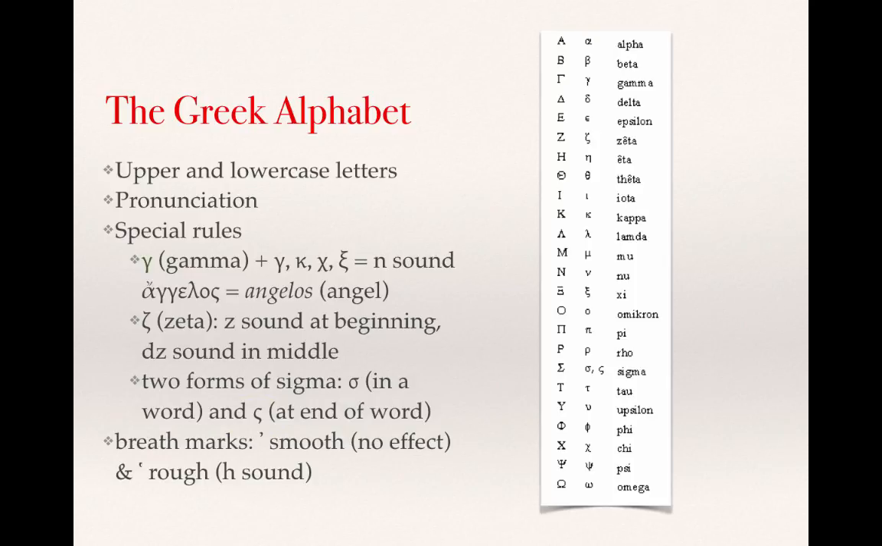And then there are two breath marks that are important to pay attention to. The first one looks kind of like an apostrophe, and it is what is known as a smooth breathing mark, and there is no effect in pronunciation. But the other breath mark looks like a single quotation mark. It is a rough breathing, and we pronounce that with the letter H sound.